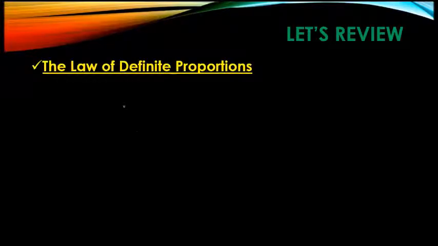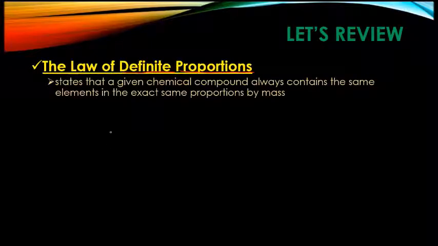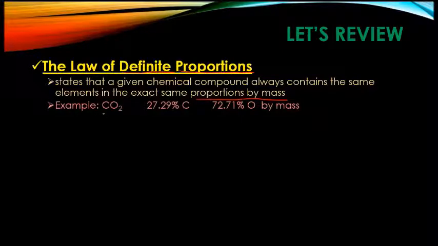So let's review percent composition. The law of definite proportions. Okay, the law of definite proportions tells us basically that we can calculate percent composition. It states that a given chemical compound always contains the same elements in the same exact proportions by mass. So let's think about this. An example of carbon dioxide. Carbon dioxide has 27.29% carbon by mass and 72.71% of oxygen by mass in its compound.